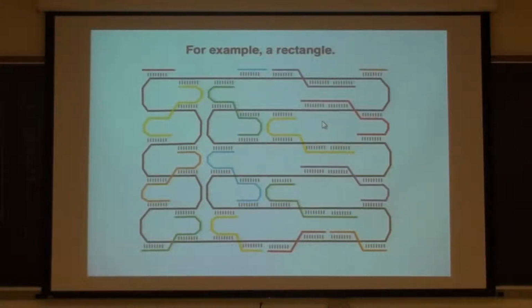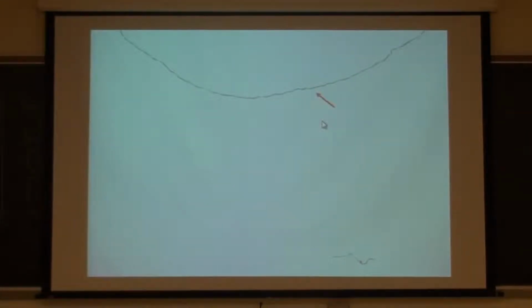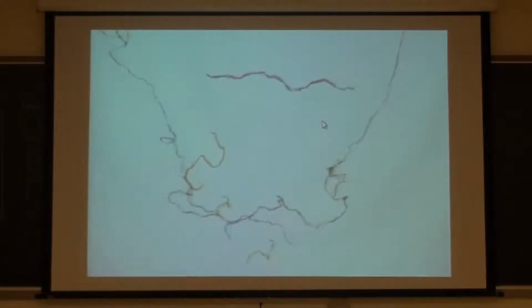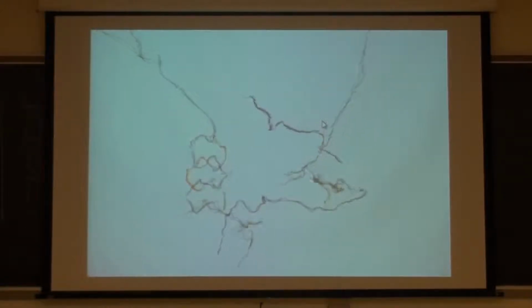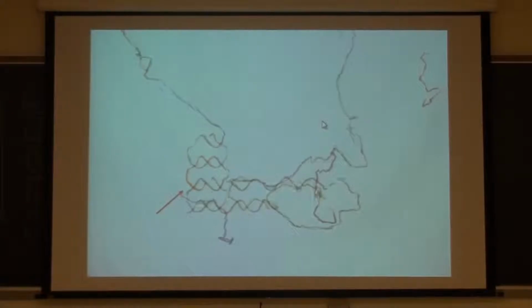Now, we can't actually take a movie of this process, but Shawn Douglas at Harvard has made a nice visualization for us that begins with a long strand and has some short strands in it. And what happens is that we mix these strands together, we heat them up, we've got a little bit of salt, heat them up to almost boiling and cool them down. And as we cool them down, the short strands bind the long strand and start to form structure. And you can see a little bit of double helix forming there.